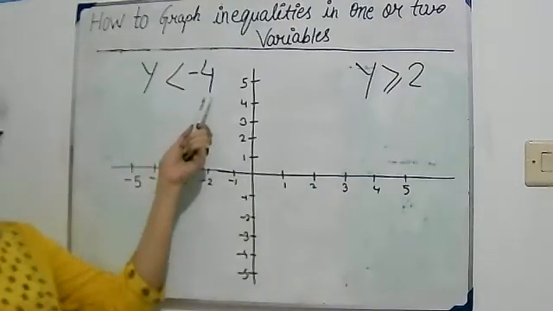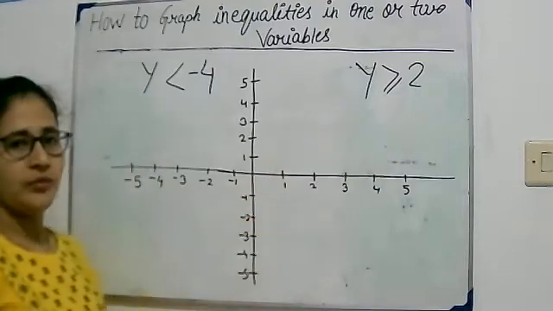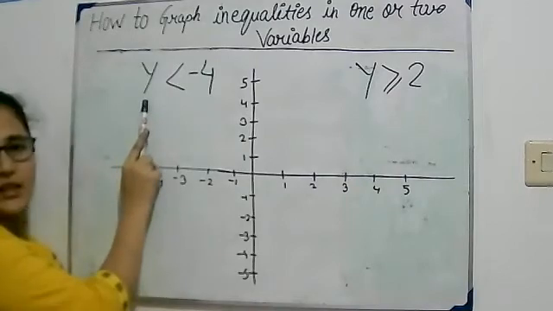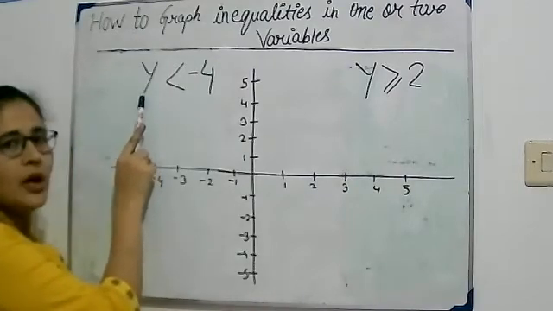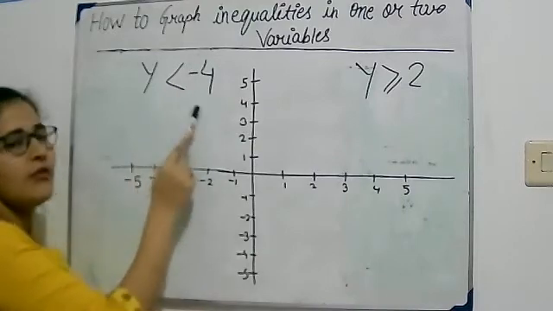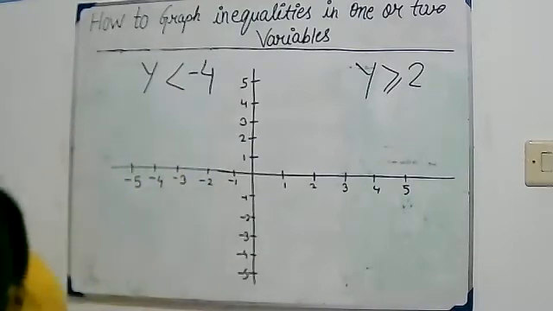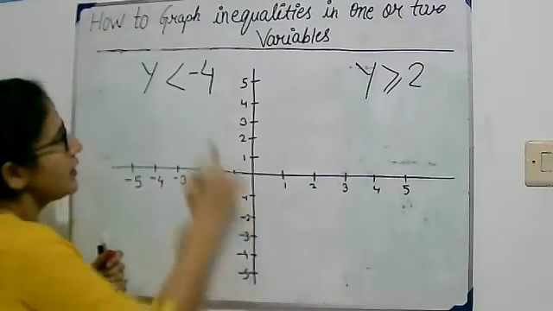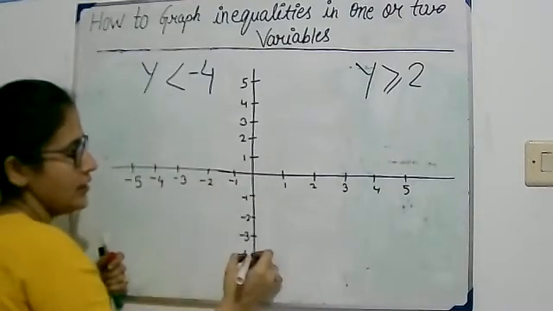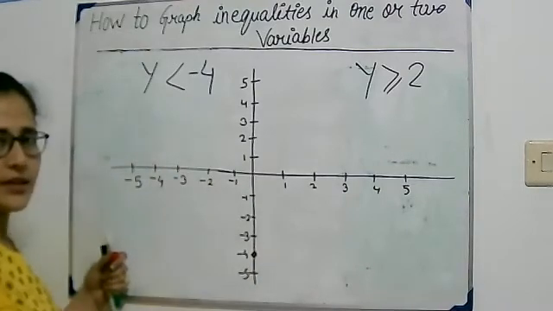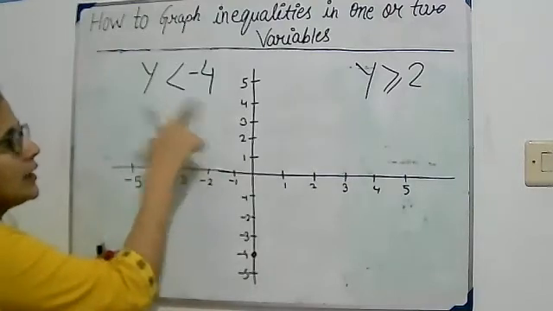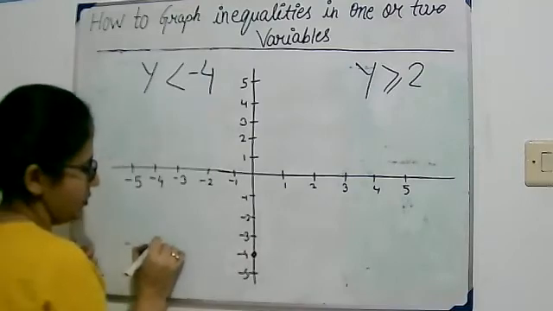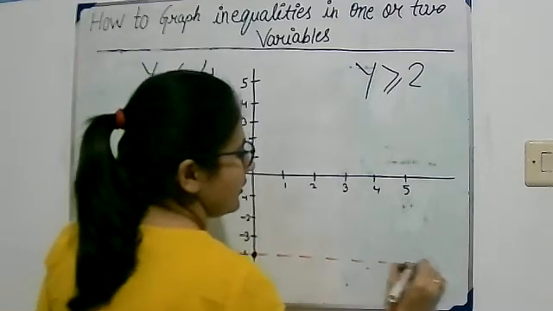y is less than -4, y is greater than or equal to 2. The first question is this, y is less than -4. So y is basically a horizontal line parallel to the x-axis. This is the distance from the x-axis. Now -4. Because this is a horizontal line, the point will be on the y-axis. It's going to be a dashed line parallel to the x-axis, a horizontal line, like this.